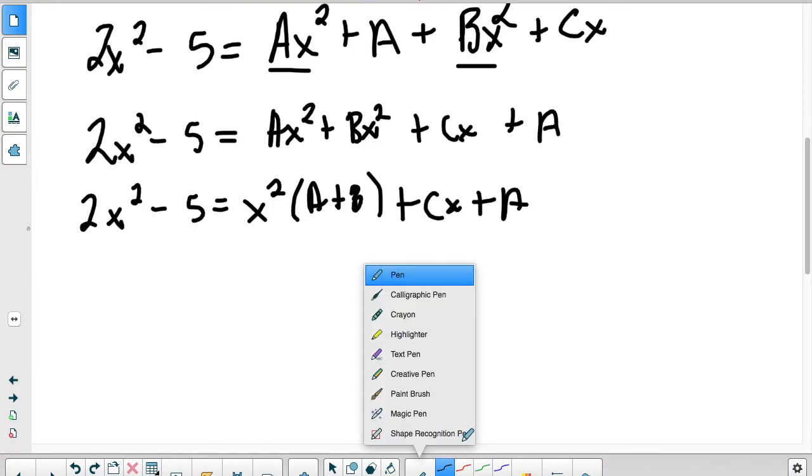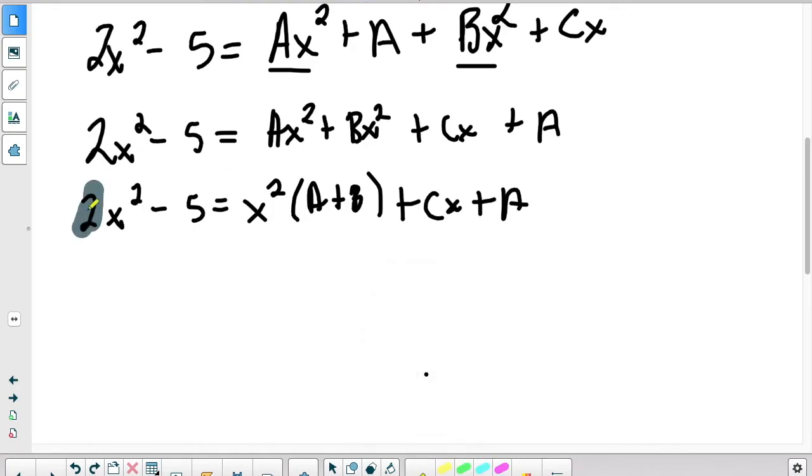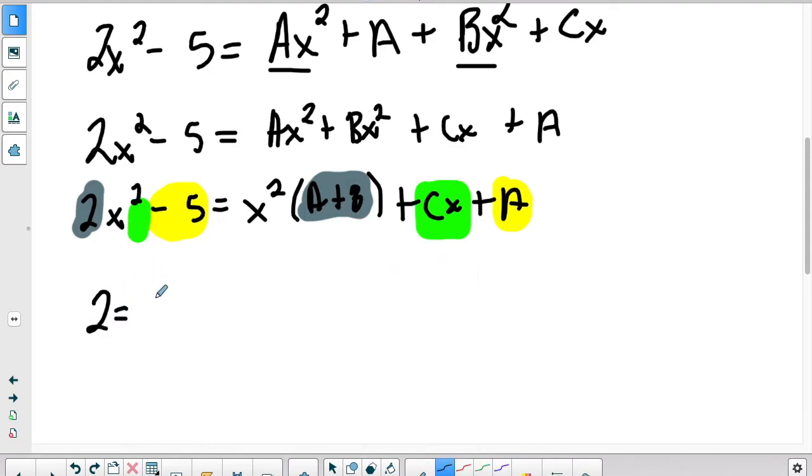Now just like before, we're going to match these up. Our 2 is going to match up with our A plus B. Our negative 5 is going to match up with A. And the term right here in the middle, not the x squared, is going to match up with our Cx. We'll cover exactly what that middle term is in a minute. What I know for certain is that 2 is equal to A plus B, and we also know that negative 5 is equal to A.